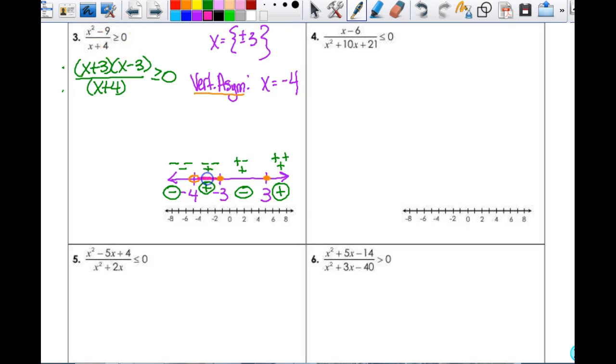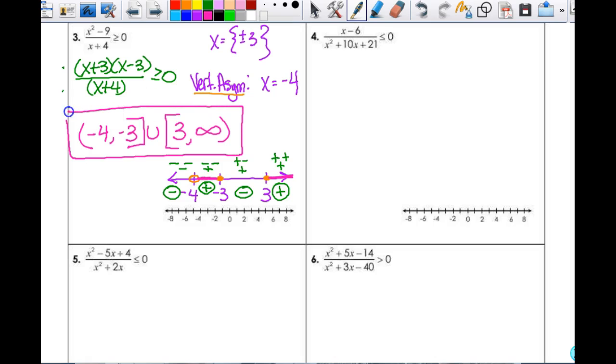So I shade in the positives. Then I also write it as an interval. So I'm going from -4 to -3. Does -4 have parentheses or brackets? Parentheses. What about the -3? Bracket. And then start back over at 3 and go to infinity. Infinity always has parentheses. What does the 3 have? Brackets. So make sure you're paying attention to your circles in there. This is my interval. And then my number line is part of my answer as well. Okay, everybody okay with that? Good. All right, let's jump to number 5.